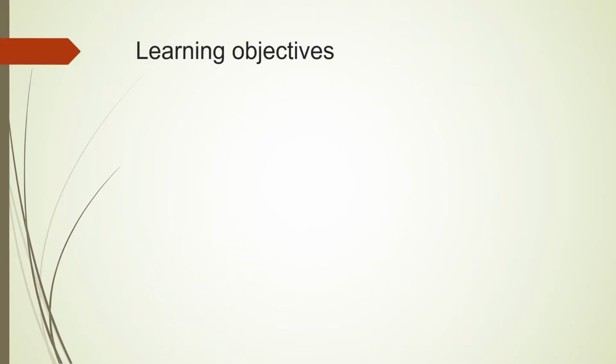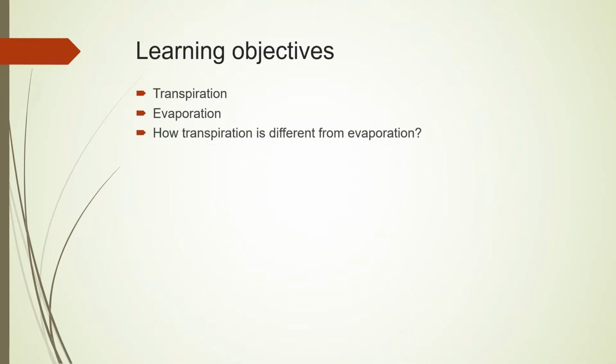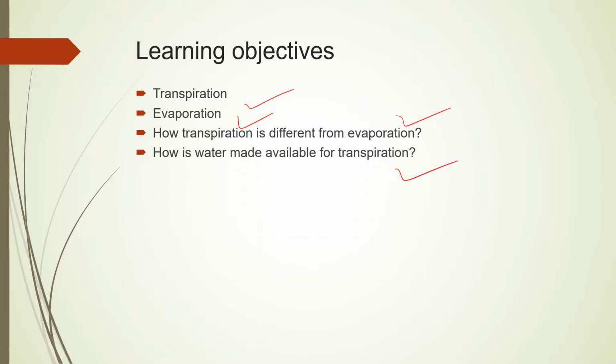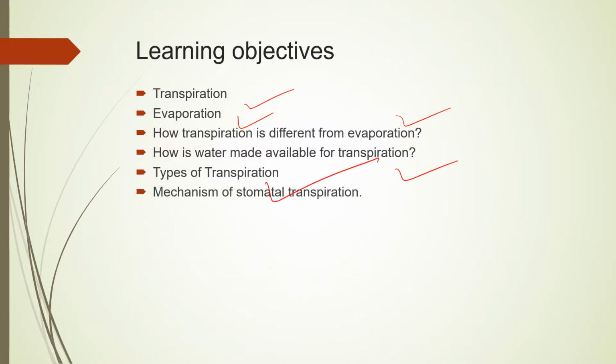So, what are the learning objectives of today's lesson? We are going to learn today what is transpiration. We will learn what is evaporation. We will learn what is the difference between transpiration and evaporation. We will also learn how the water is made available for transpiration. We will learn the types of transpiration. We will learn the mechanism of stomatal transpiration. So, this all we are going to learn today.